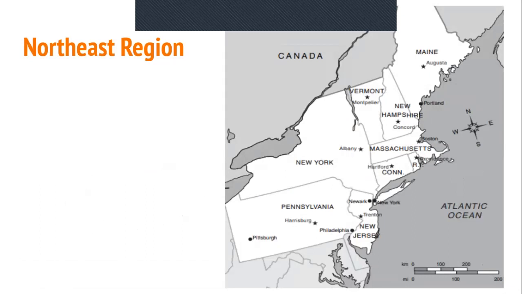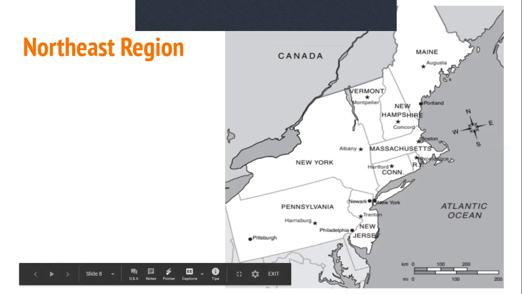Finally, we study the Northeast region, and many of these states were part of the 13 colonies, including Maine, New Hampshire, Vermont, Massachusetts, New York, Rhode Island, Connecticut, Pennsylvania, and New Jersey. These states are also bordering the Atlantic Ocean and Canada.